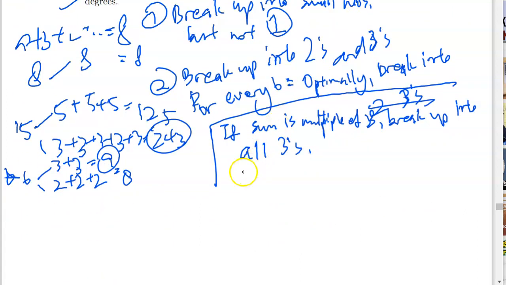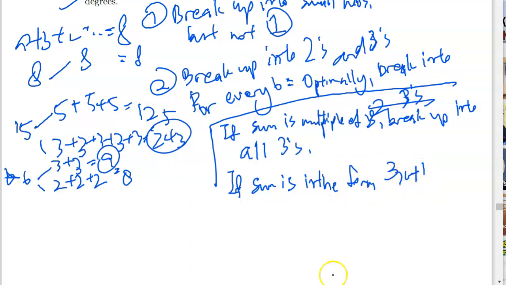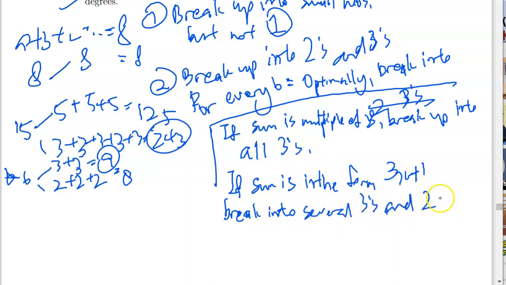And then secondly, if the sum is in the form 3x plus 1, x being a positive integer, so the sum when divided by 3 has a remainder of 1, break it into several, I don't know how many, 3's and 2's in the end, because 2 times 2 is 4. You don't want to have any 1's appearing inside. So this is the second one.